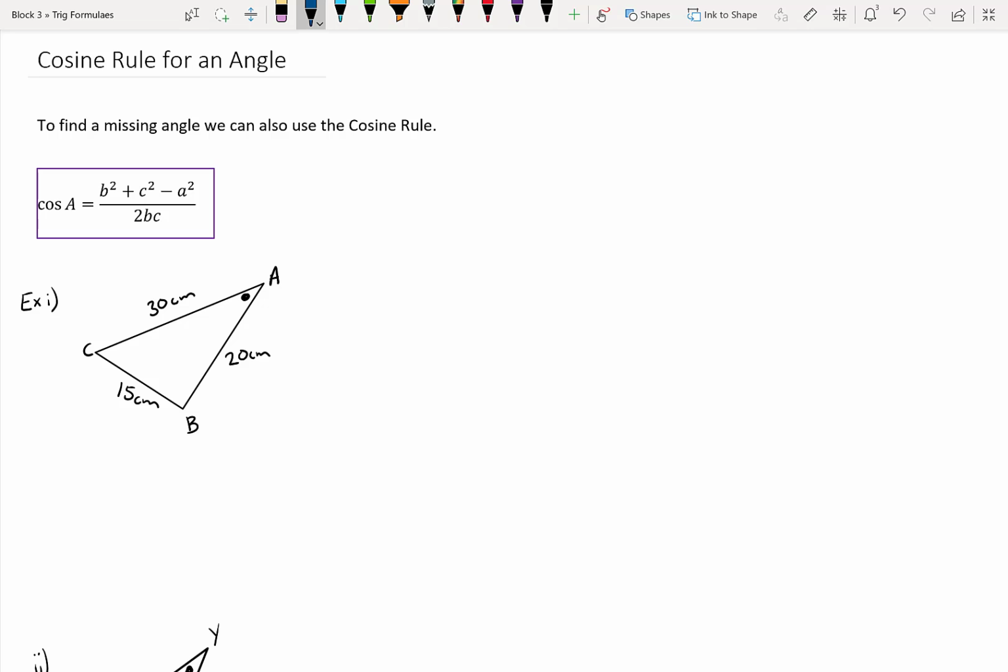So the first example, we've got a triangle here, it's already labelled ABC. So the first thing I'm going to do is I'm going to label my sides with the lowercase letters. So I've got little a, little b, and little c. So remember, each vertex gets a capital letter, and the side opposite that gets the lowercase letter. So I'm going to write down my formula. So I've got cos of A is equal to b squared plus c squared minus a squared over 2bc.